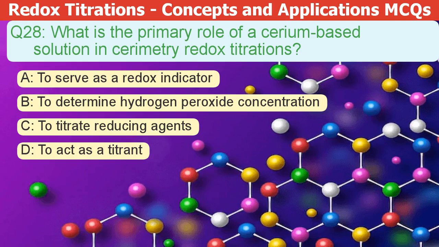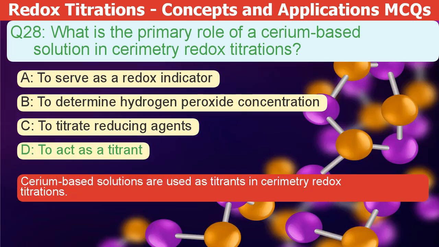What is the primary role of a cerium-based solution in cerimetry redox titrations? A. To serve as a redox indicator. B. To determine hydrogen peroxide concentration. C. To titrate reducing agents. D. To act as a titrant. The correct answer is D. Cerium-based solutions are used as titrants in cerimetry redox titrations.